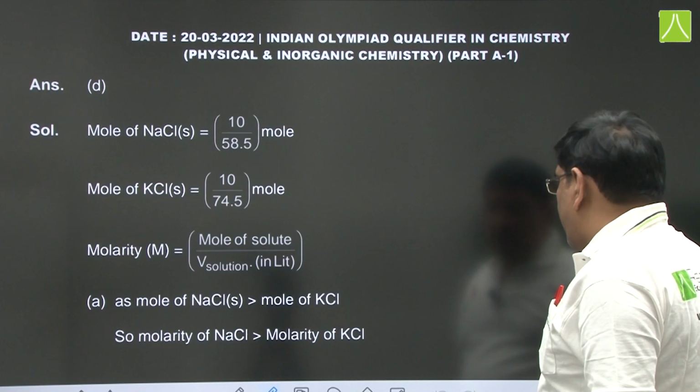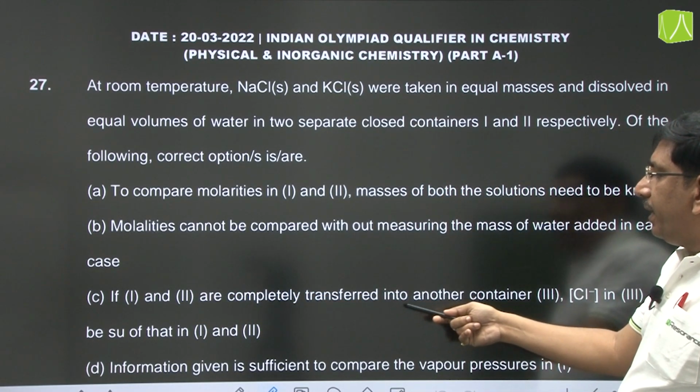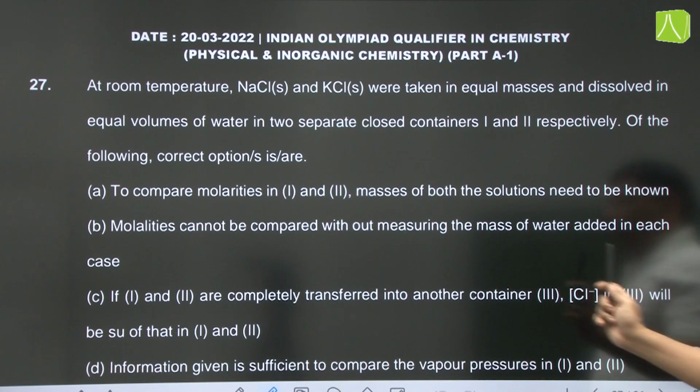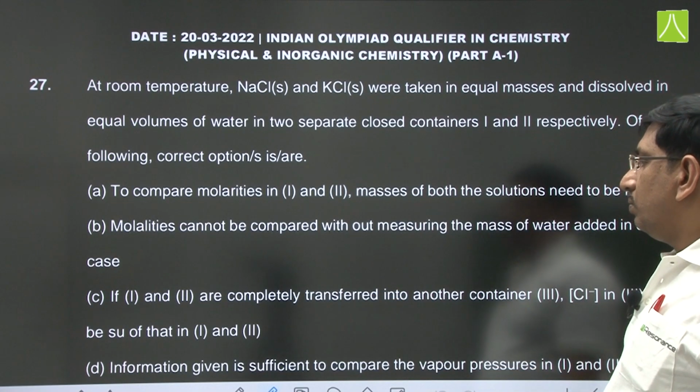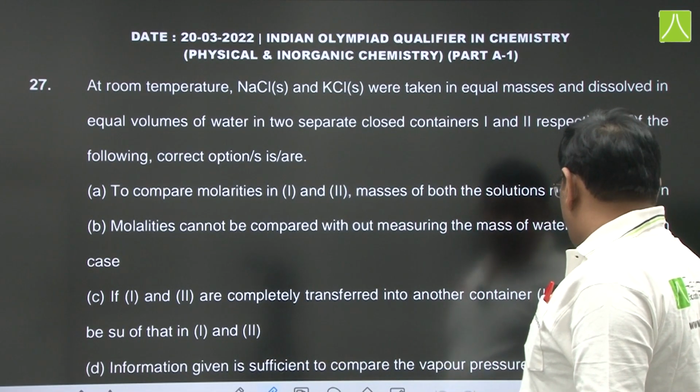And in the third container, here it is given that if 1 and 2 are completely transferred into another container 3, the Cl minus ions concentration in third will be equal to that of 1 and 2.